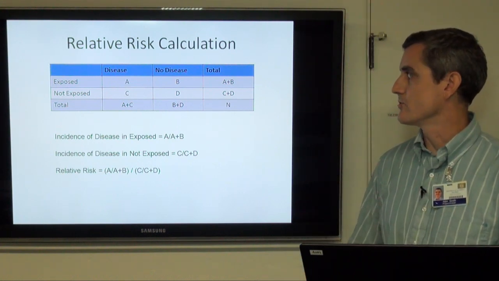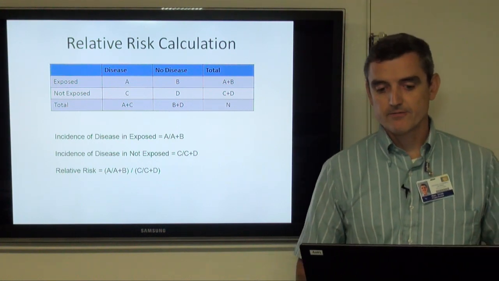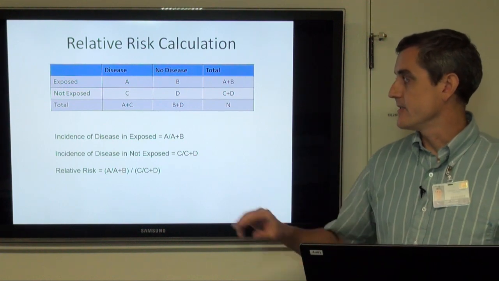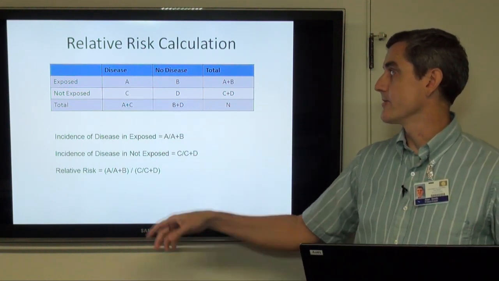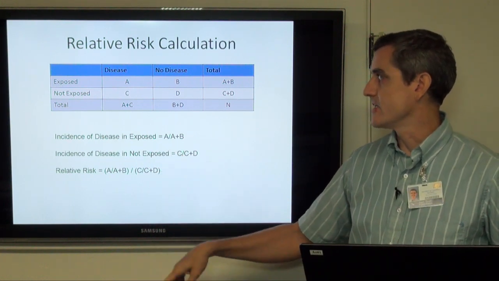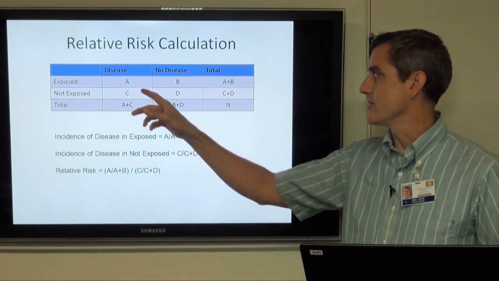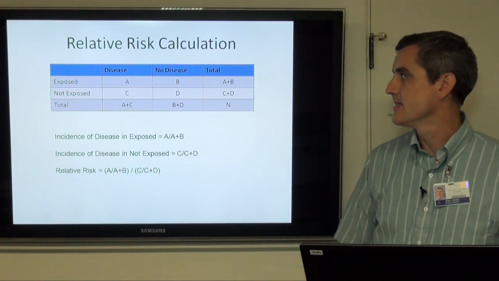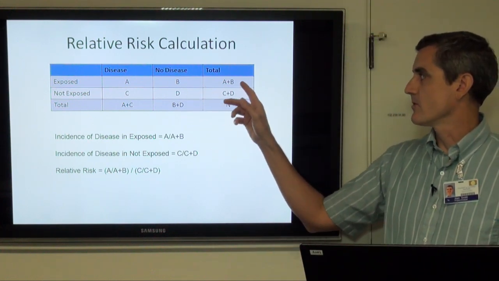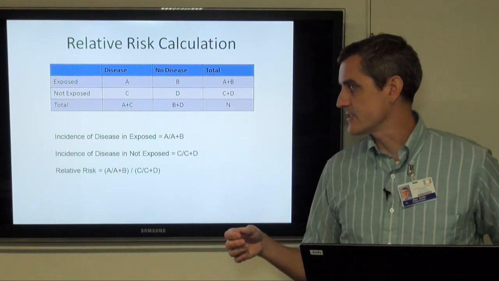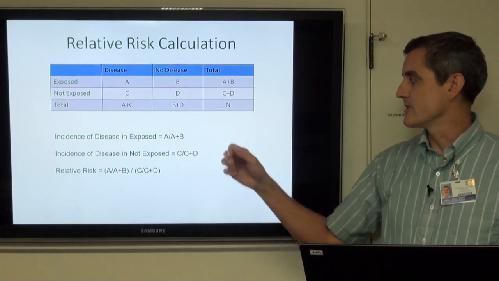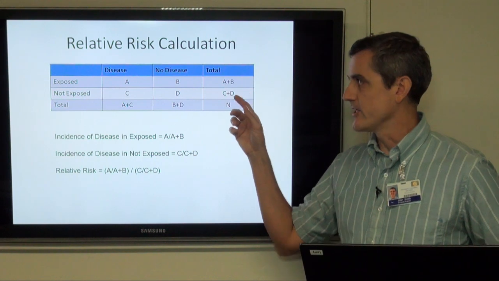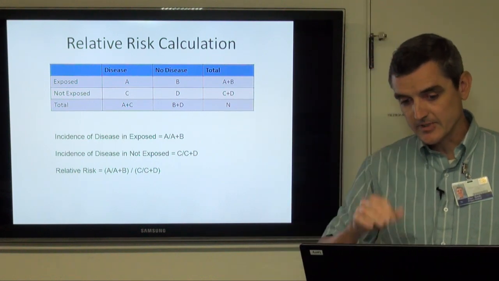If you like visuals, we can think of this as just being incidence of disease and exposed, where we divide this 2x2 table into cells A, B, C, and D, where A is exposed with disease, and A plus B is the total number of exposed. Incidence of disease in exposed is A over A plus B, not exposed C over C plus D. So the relative risk is just a ratio of those two incidences.